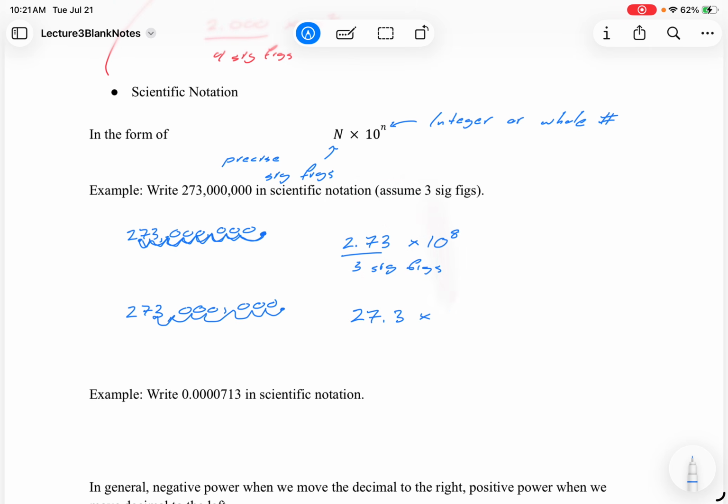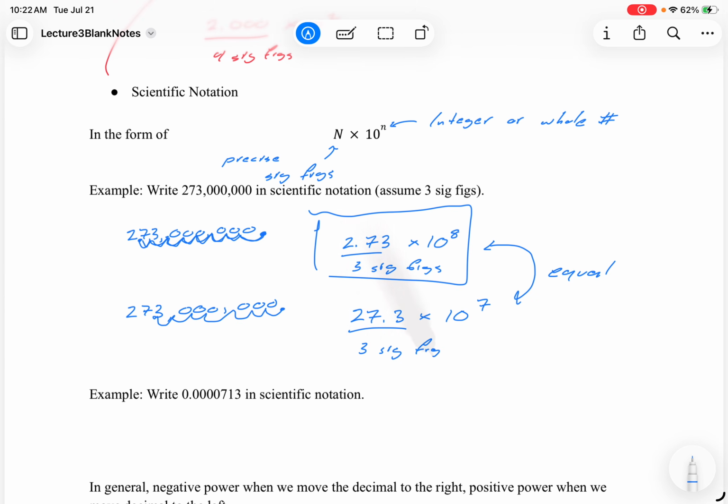7.3 times 10 to the, we hop 7 places, 7. So these are equal. They're equal, right? But you want to write it like this. So write it like that. But they're the same. 7.3 times 10 to the 7 power is the same as 2.73 times 10 to the 8 power. And look, 3 sig figs. So write it like this.